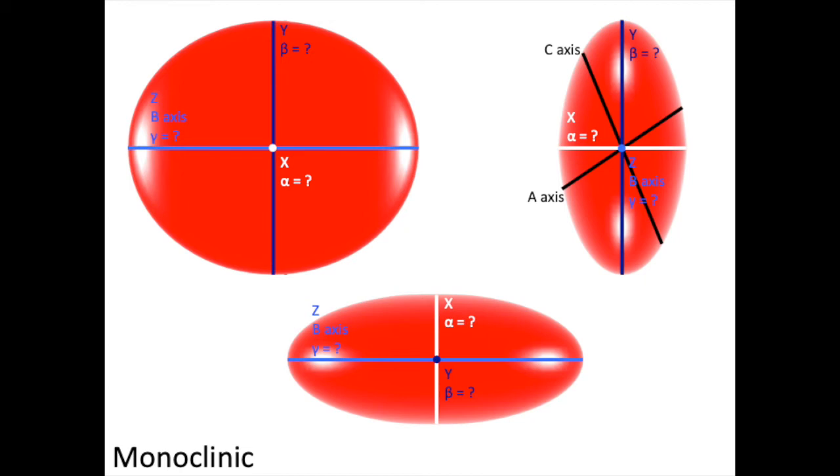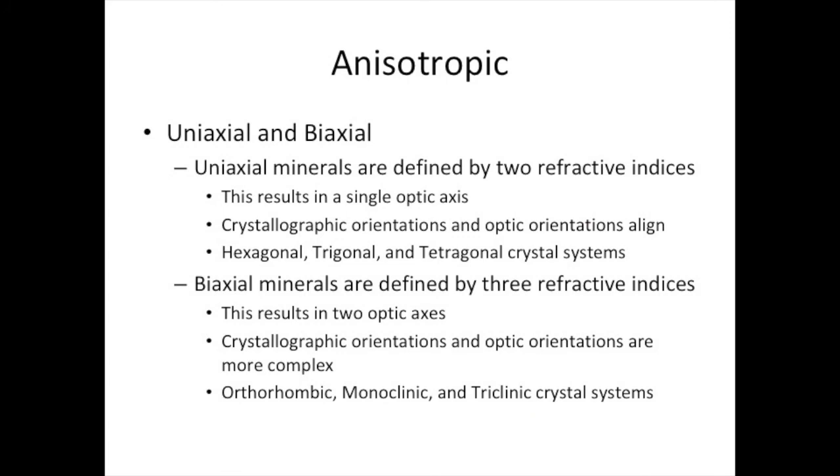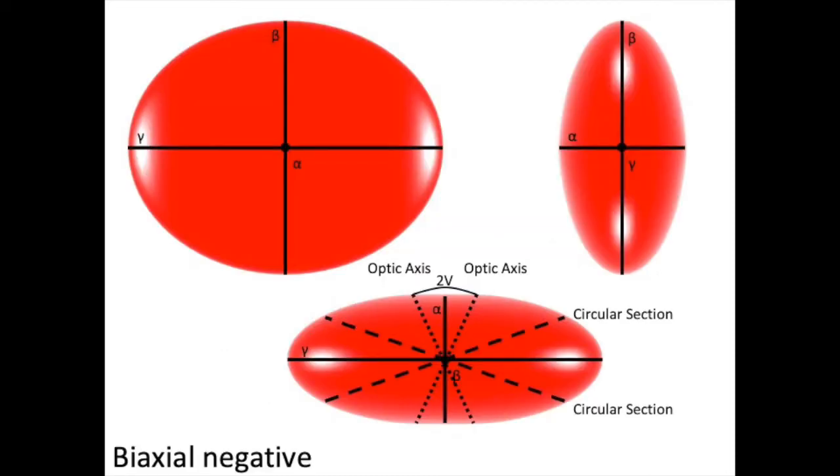So I think I've done enough yammering for one video, so let's review what we've learned today. Our biaxial minerals are defined by three refractive indices, alpha, beta, and gamma. Because of the three refractive indices, they have two optic axes, and the crystallographic and optic orientations of these biaxial materials are more complex than our uniaxial ones. But if we can identify a substance as biaxial, we know it has to belong to either the orthorhombic, monoclinic, or triclinic crystal system.